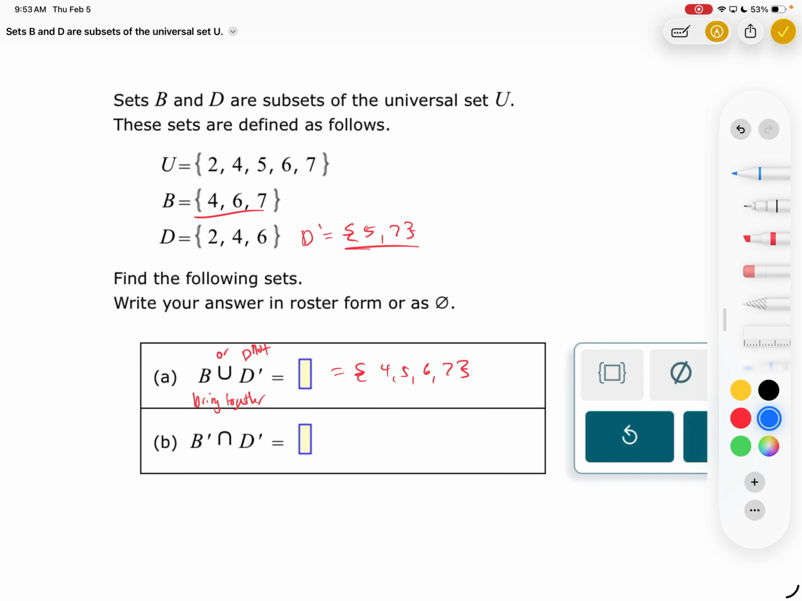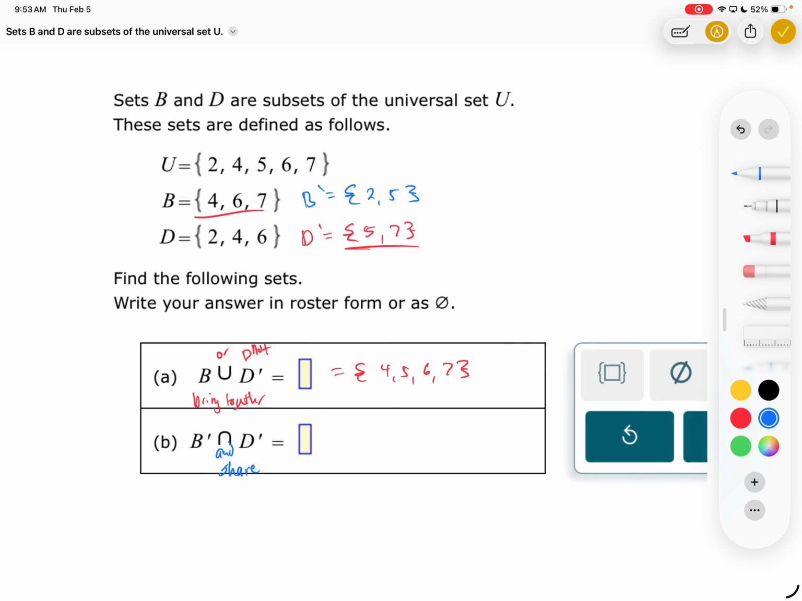So again, write that down. On part B, you have B naught and D naught, which is what they share. Well, we already have D naught written. Let's write B naught. B has 4, 6, 7, so B naught would have 2 and 5. 2, 4, 5, 6, 7.